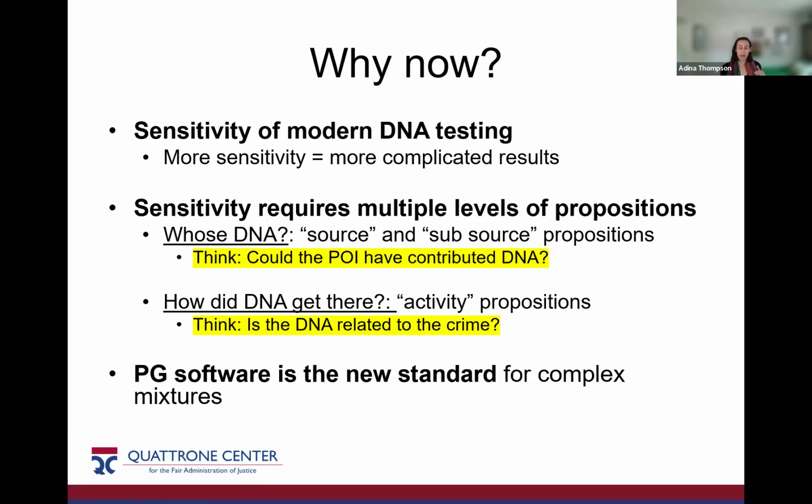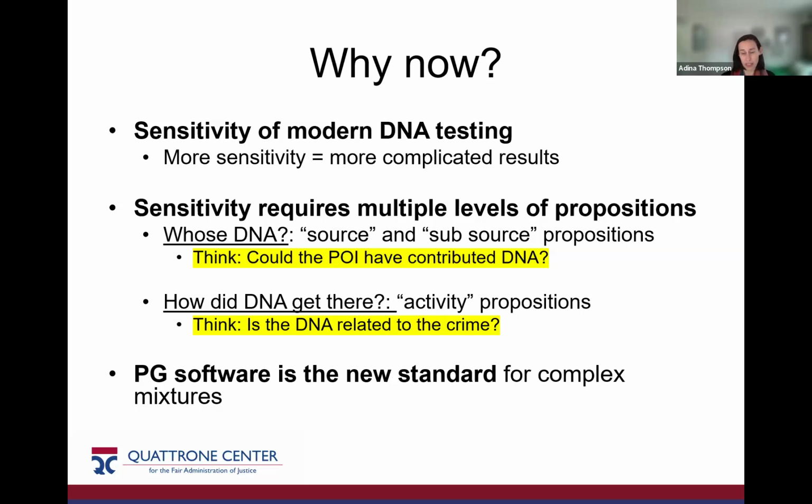So that sensitivity requires dealing with multiple levels of propositions. Propositions are the questions that we're asking about the evidence. So you can think of propositions in these 2 frames. One proposition is, whose DNA is this? Those are considered source and subsource propositions. Don't worry too much about the language, just think generally. We're looking at the question of, could the person of interest have contributed the DNA or part of the DNA? So we're looking about who's in there.